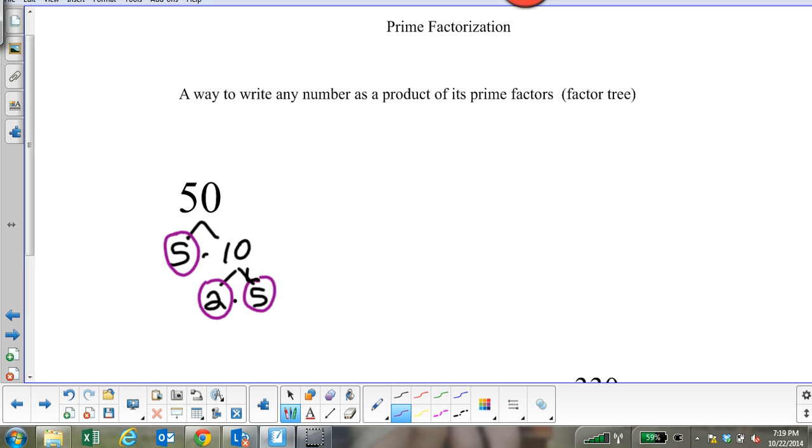Alright. If I ask you tomorrow to tell me what is something unique about 2, right? Well, it's the only even prime number. All the other prime numbers are odd because 2 goes into every even number. So no other evens can be prime. Alright, so we've got 5 times 2 times 5.